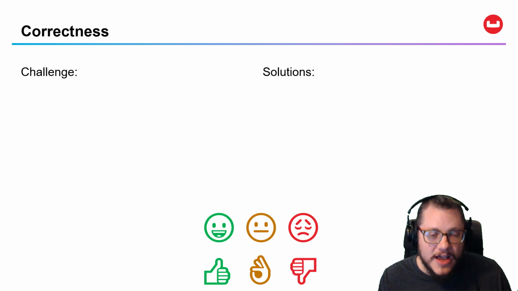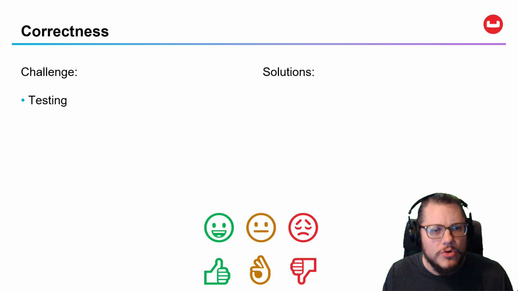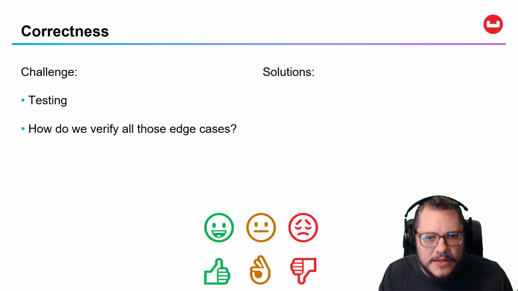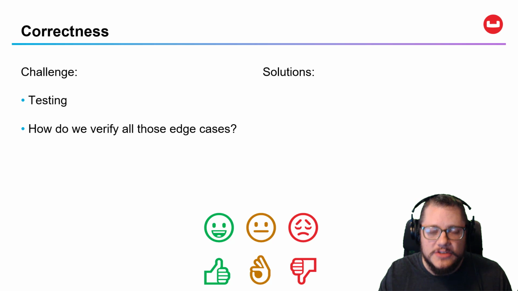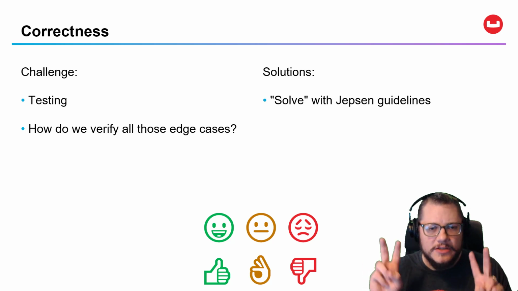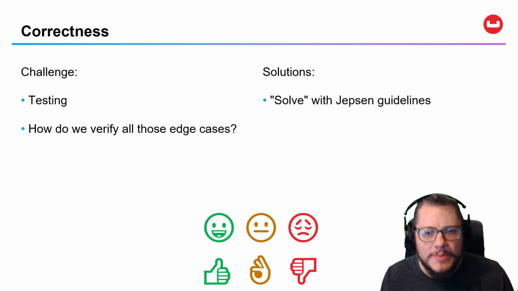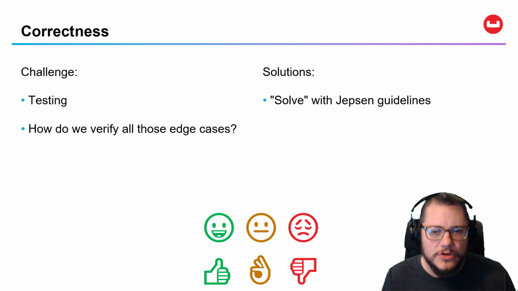Correctness. Once we've got what we think is a good ACID transaction system in place, how do we know for sure? And so how do we test that? And how do we verify those edge cases that we've identified? Because that's sometimes very difficult to simulate those situations. So one of the things we can do is solve this with what are called JSON guidelines. So I showed you that JSON chart earlier.